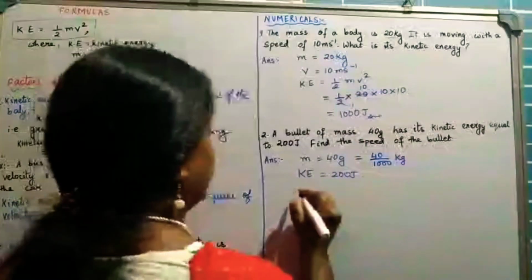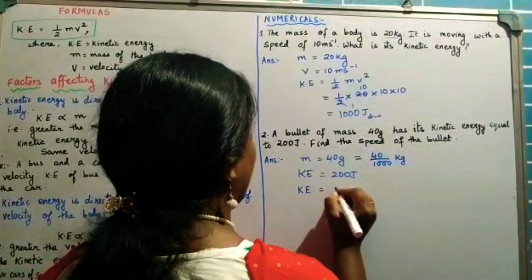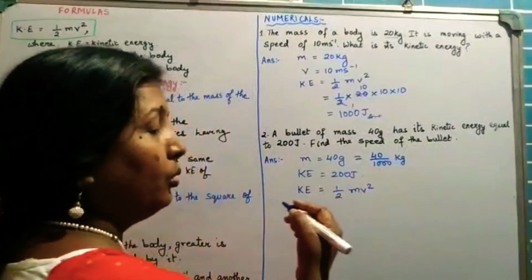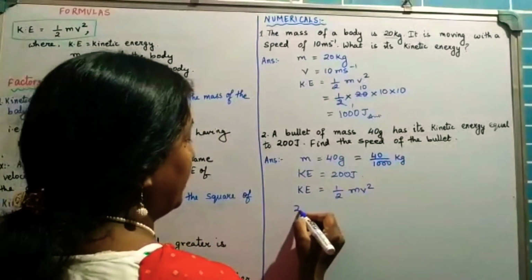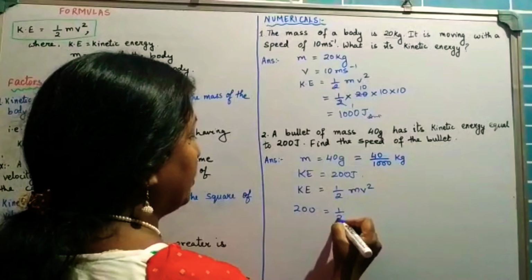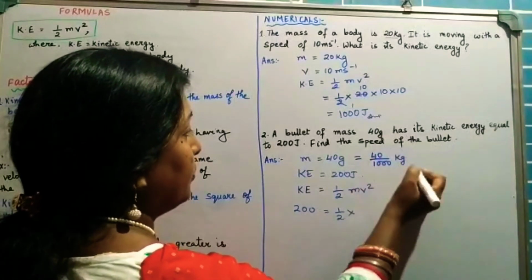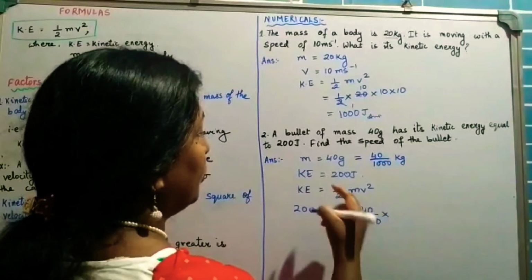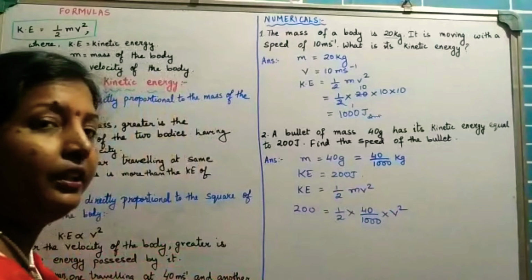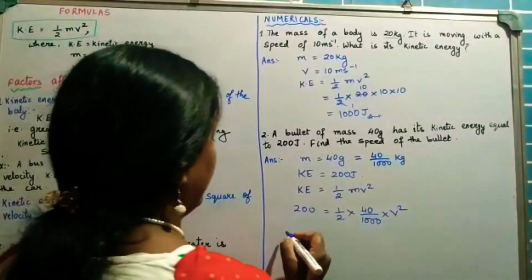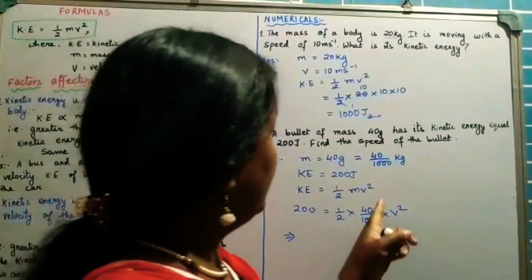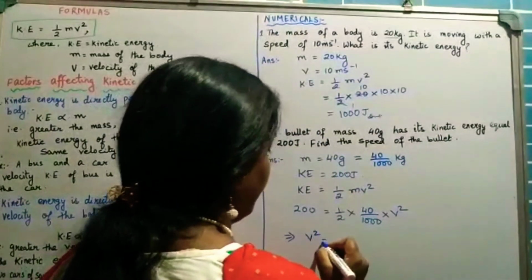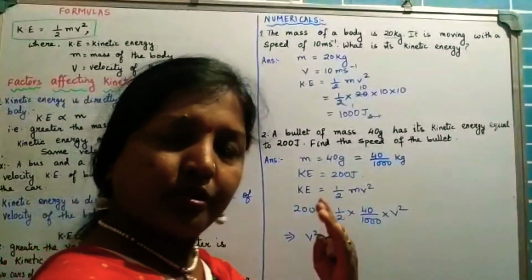The formula: kinetic energy is equal to half mv square. What is known to you? You know kinetic energy. So write 200 in place of kinetic energy. Half into, you know, the mass. Mass, we are going to take this 40 by 1000, into v square, which is not known to you. So we'll leave it as v square itself. Now that implies, this is a variable which is not known, so we'll keep it as it is, v square.